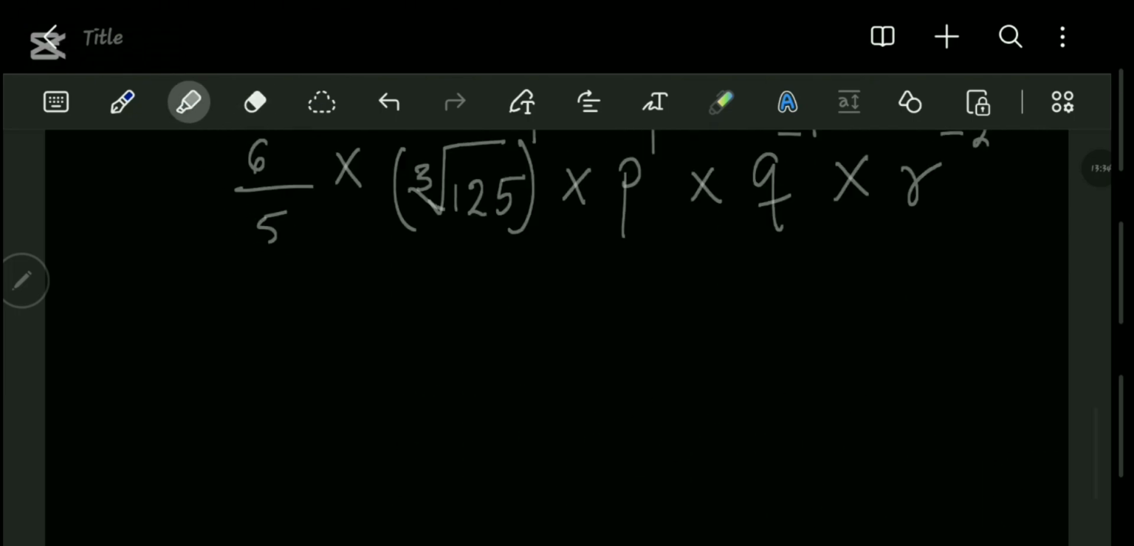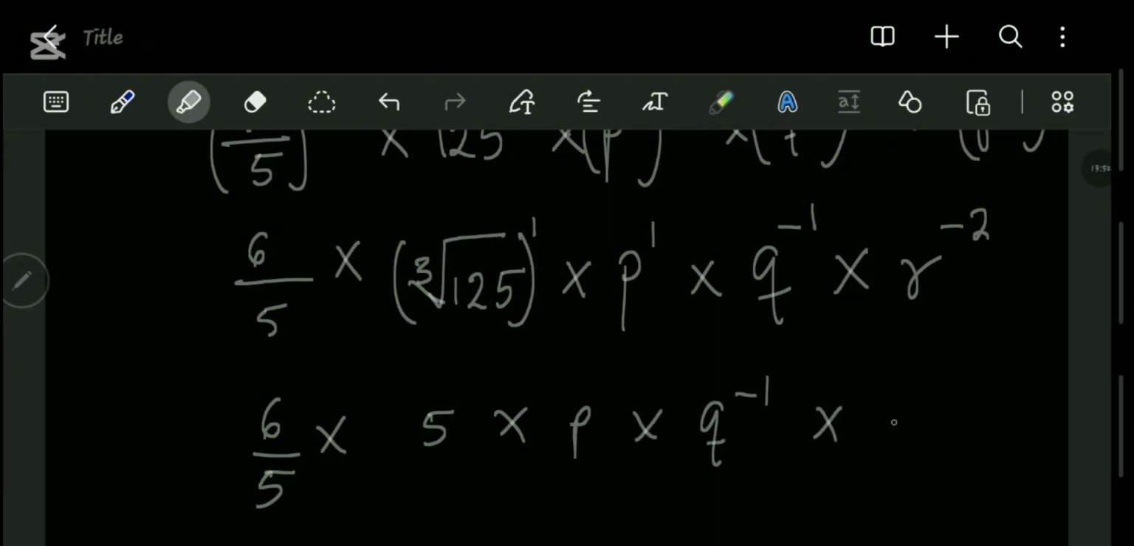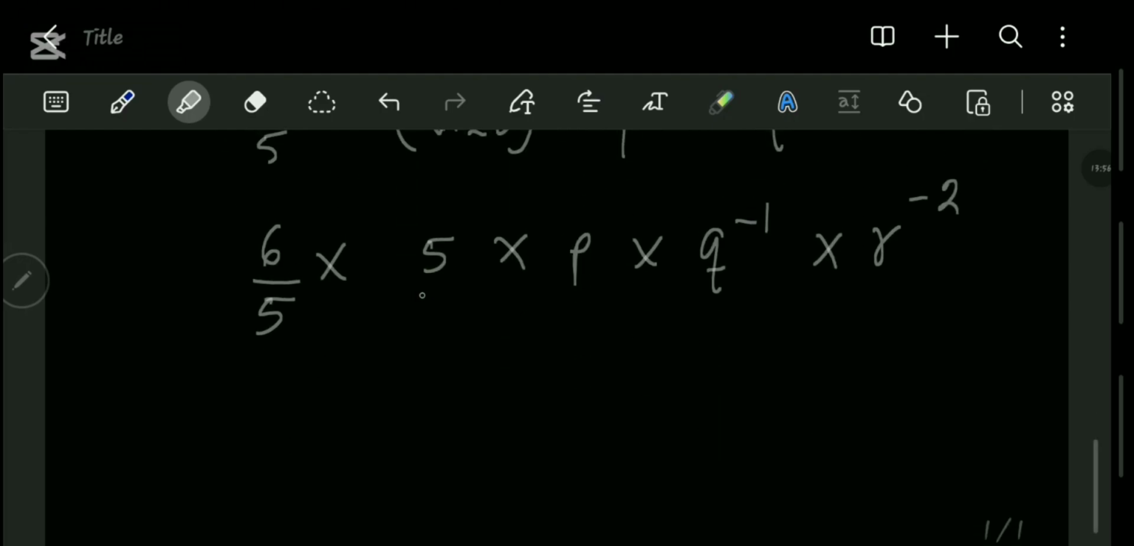So this should be the last part. From here, we can say that 6 over 5 multiplied by the one number you can multiply in 3 places to give you this number. That number is 5. So we have 5 to power 1, and it's still going to be 5. Multiplied by p, multiplied by q raised to minus 1, multiplied by r raised to minus 2. Remember, all of this is over 1 there, right?